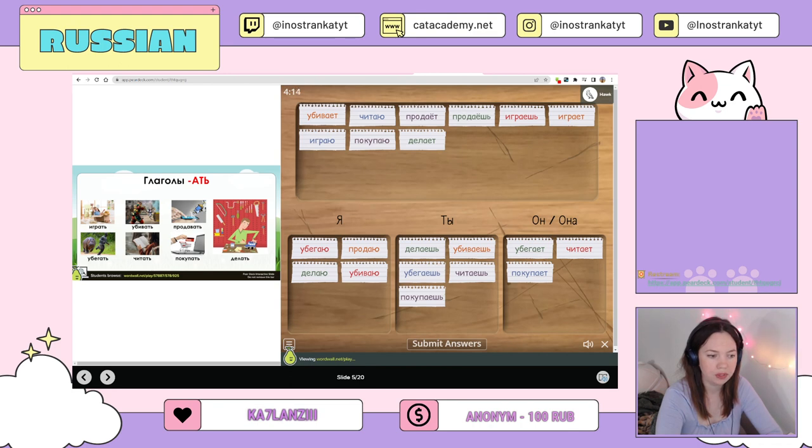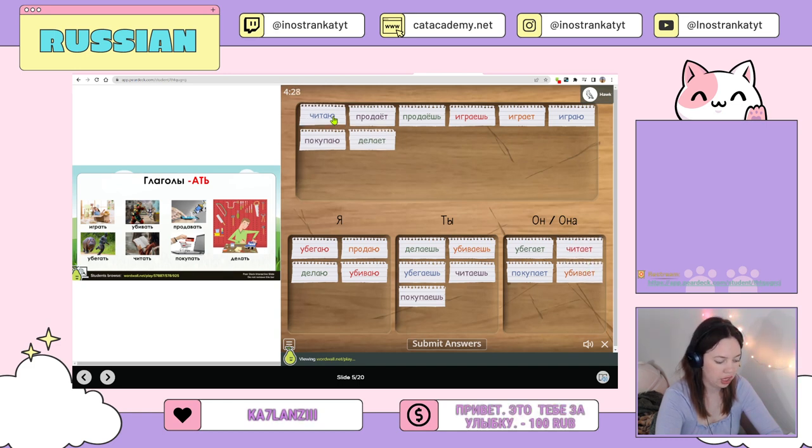Убивает means killing. Он убивает. He is killing. Она убивает. She is killing. Читаю. Я читаю. I'm reading.